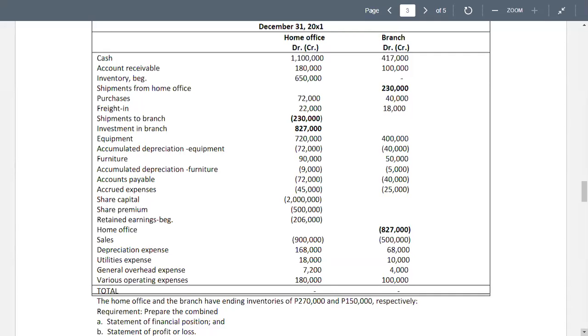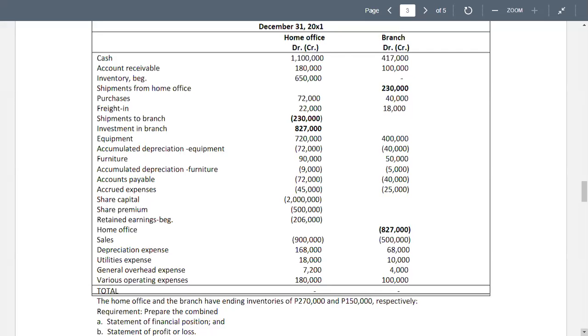You can see it above. Investment in branch is a debit. Now you have to credit, so enclose that in parentheses. So again, home office, debit, and credit investment in branch. So the effect of that is 0.